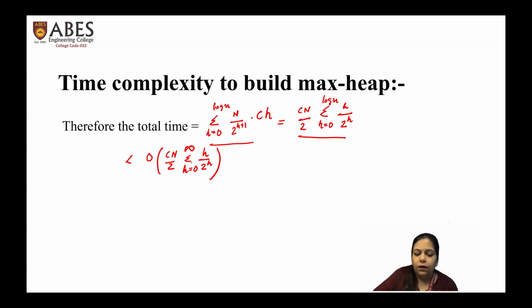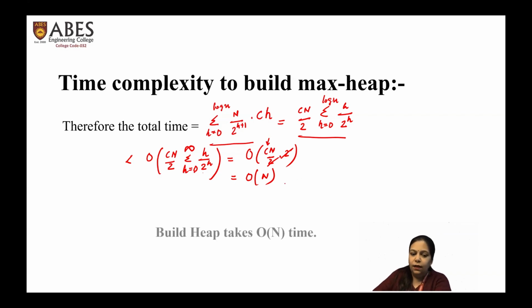And here, the summation of h from h = 0 to infinity of h upon 2 raised to the power h is represented by 2. So this becomes big O of c n by 2 dot 2. Cancelling these two, as we can ignore the constant value, we can say that the complexity of the build max heap algorithm is nothing but O(n).